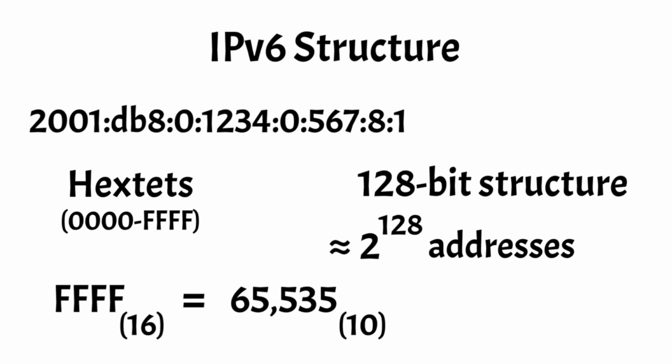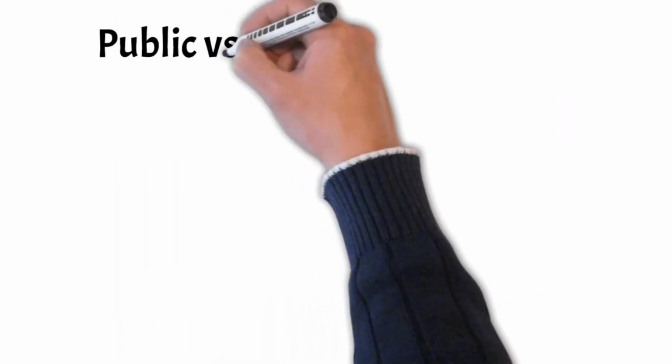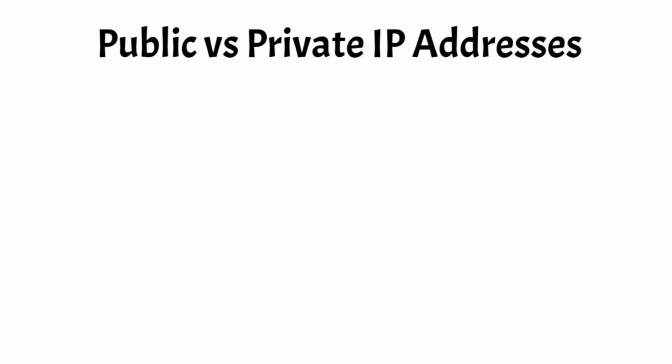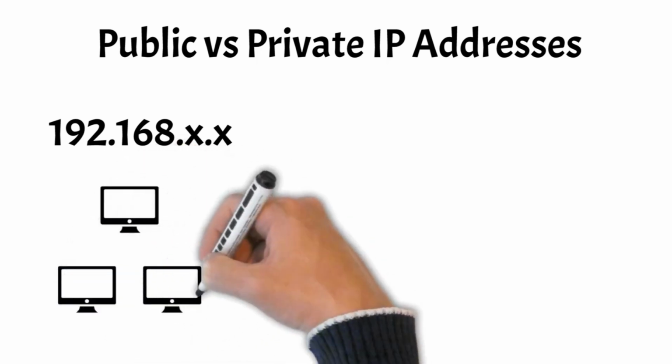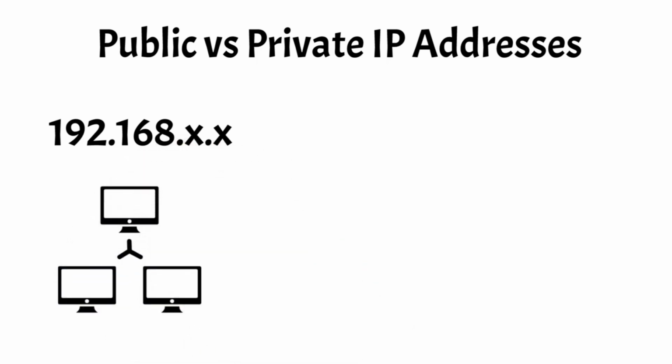After understanding the structure of IP addresses, it's essential to delve into their practical applications, particularly the distinction between public and private IP addresses. If you check your device's IP address, it is most likely to start with 192.168. This is your private IP address and is the most common one by far. Your private IP address is used within your local network and is not routable on the public internet.